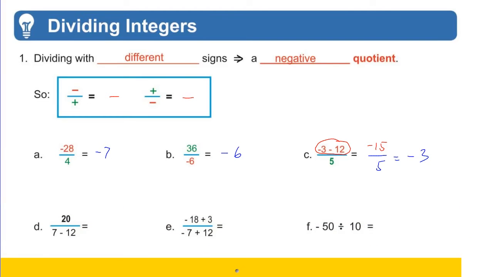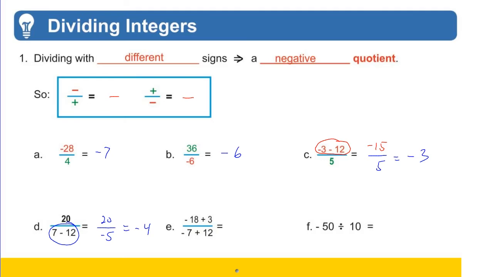Let's do a few more. Again, feel free to pause the video right now and do these on your own, and then you can turn it back on and see if indeed you were correct. All right, so be careful. 20 on the top, and again, this is 7 positives and 12 negatives. 7 positives and 12 negatives leaves you 5 negatives. Positive divided by a negative is negative. 20 divided by 5 is 4.